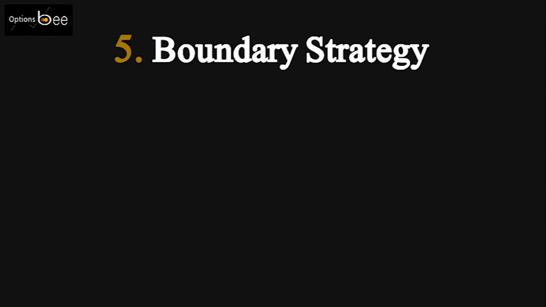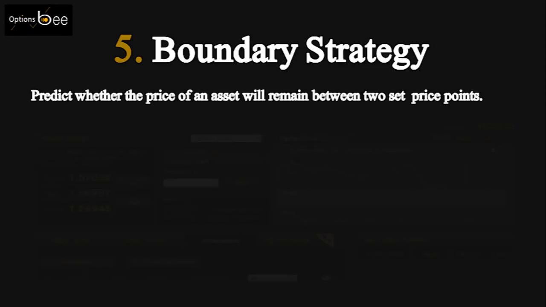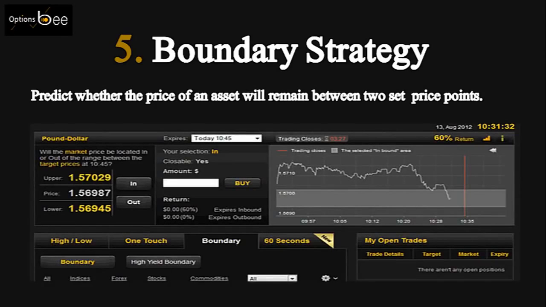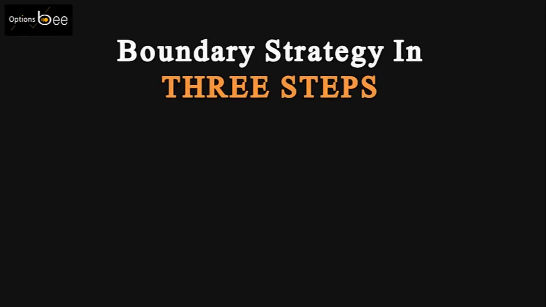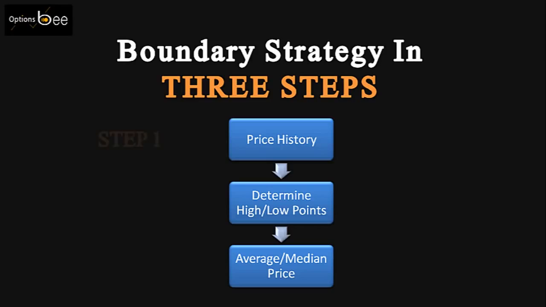The fifth and final strategy is known as boundary strategy. This strategy involves predicting whether the price of an asset will remain between two set points. Here are the 3 easy steps to help you establish the average price of a specific asset. This can then be used to help you determine whether the price of this asset will likely remain within the 2 set points or go outside these 2 set points.